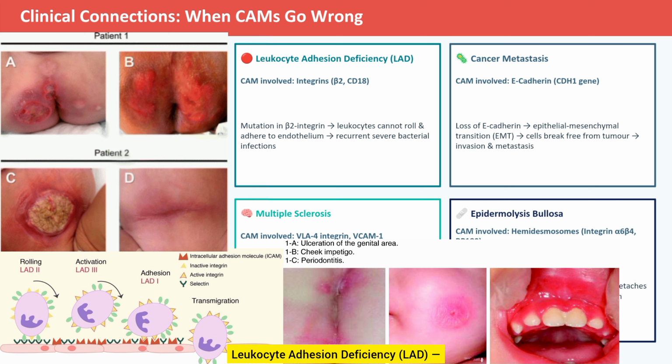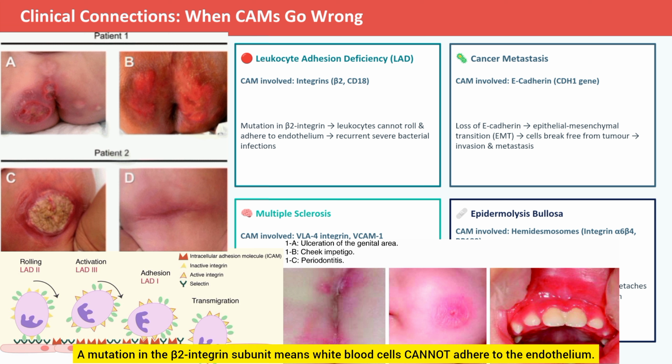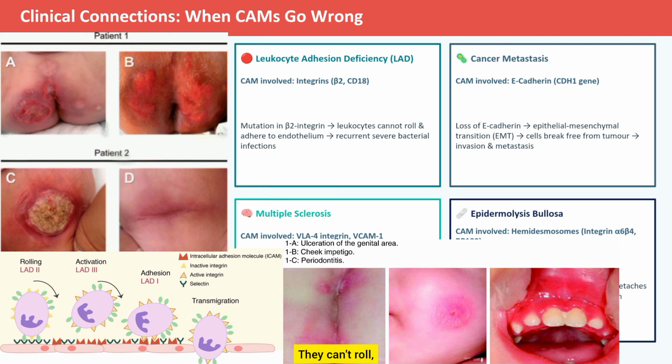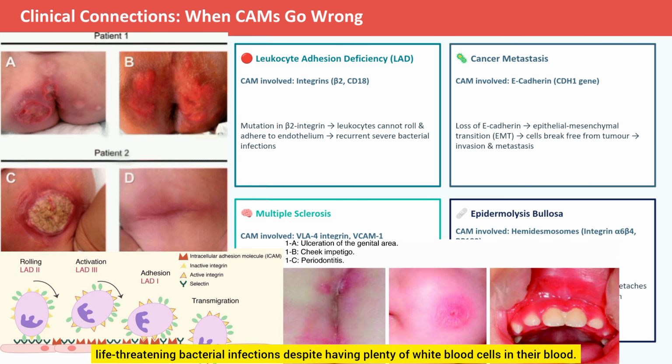Leukocyte adhesion deficiency, LAD: a mutation in the beta-2 integrin subunit means white blood cells cannot adhere to the endothelium. They can't roll, they can't crawl out, they can't reach the infection site. These patients suffer from recurrent, life-threatening bacterial infections despite having plenty of white blood cells in their blood.